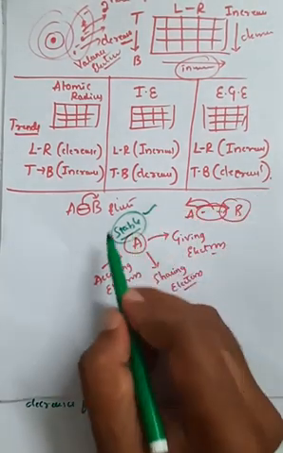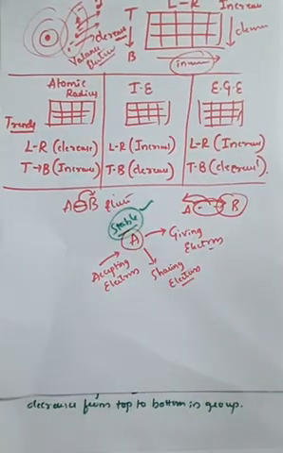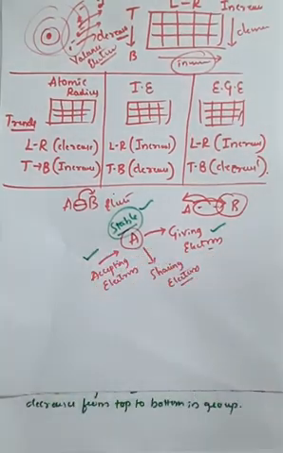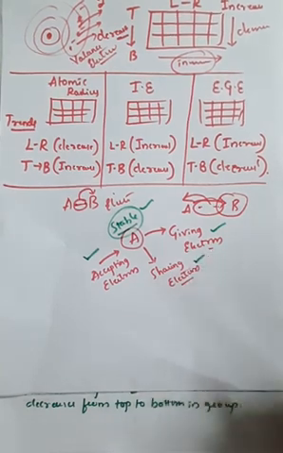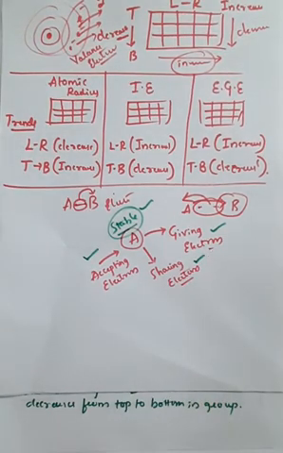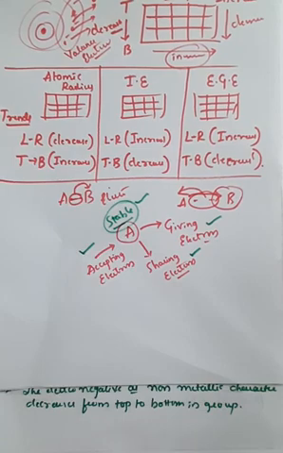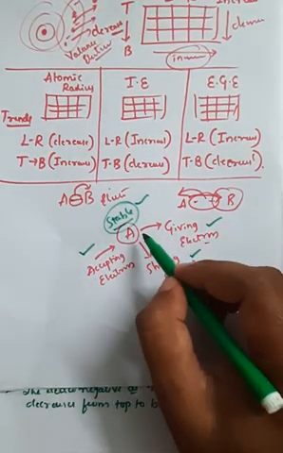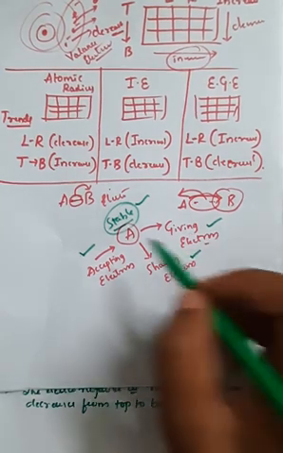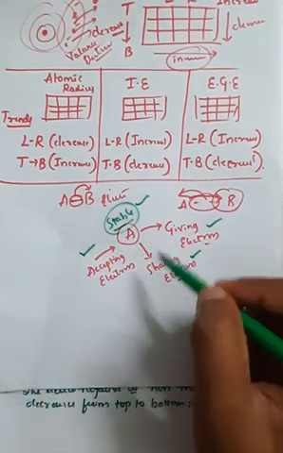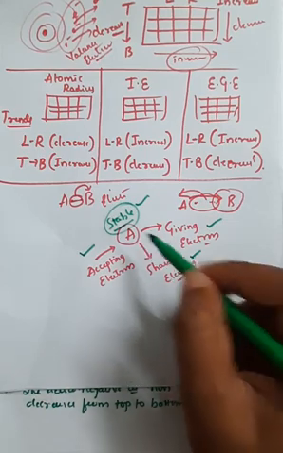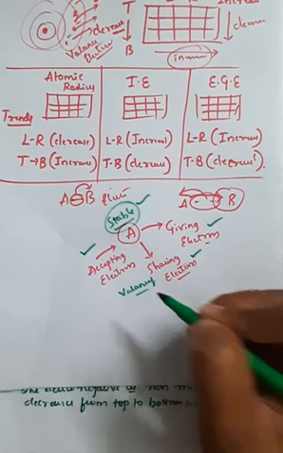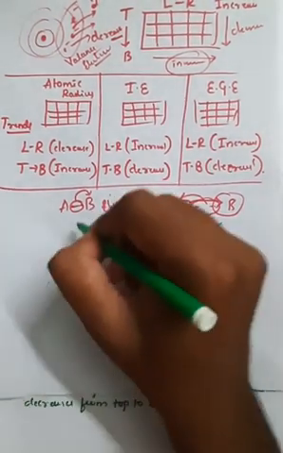To attain this stability, it has three chances. First chance is to give the electron, second chance is to accept the electron, or third chance is to share the electron, right? So these are the three important ways for an atom to attain stability. Therefore, how many electrons are given, or how many electrons are accepted, or how many electrons are shared, that is generally called valency. Right?